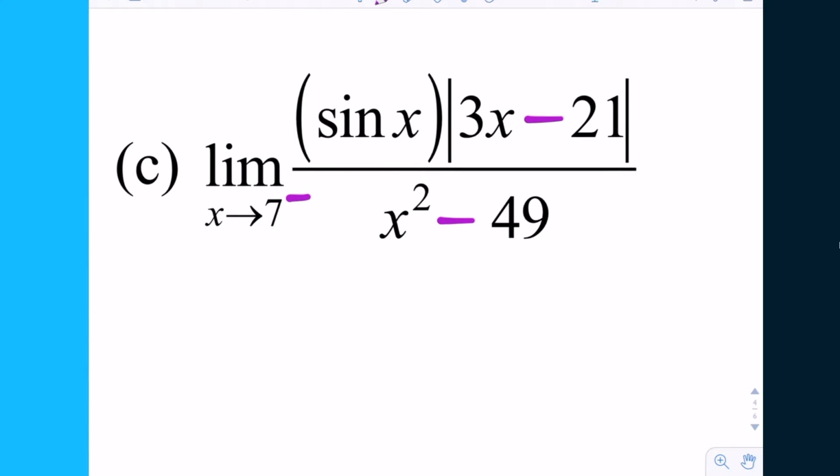I don't have it. Can't do it. Sine of 7, sine of 7. Just leave it. Yeah, it's not a unit circle angle.